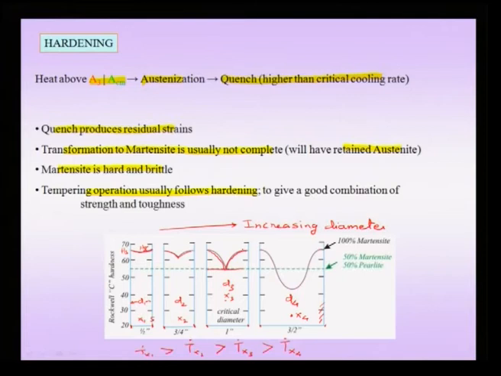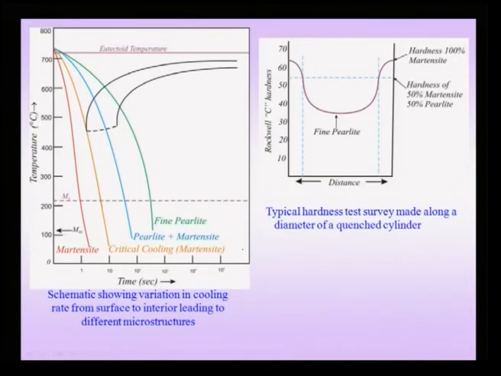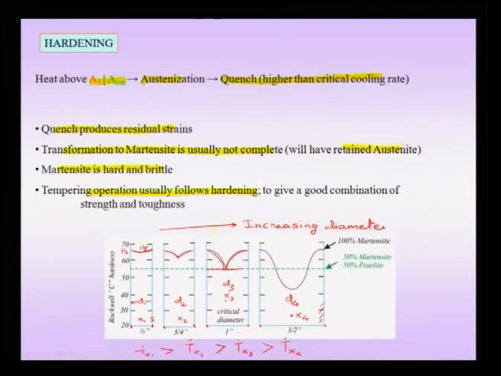So, I can see this schematically in this diagram. If you have a thin enough cylinder, I produce full martensite, but if I increase the thickness of the cylinder, I produce a combination of pearlite and martensite. Now, this combination of pearlite and martensite is not as hard as my full martensitic structure.